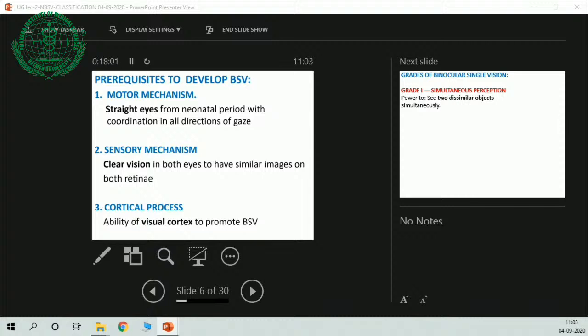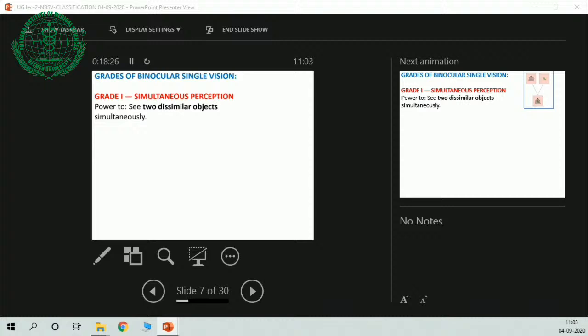Okay. Now coming to the third important mechanism, the cortical process. This is the ability of the visual cortex to promote binocular single vision. So two dissimilar images are there on the two foveas. Still there is a superimposition, some fusional reaction occurs, and the person perceives one single binocular single vision image. Coming to the grades of binocular single vision, just now I told you that slowly we will go, so this time we will go into it.